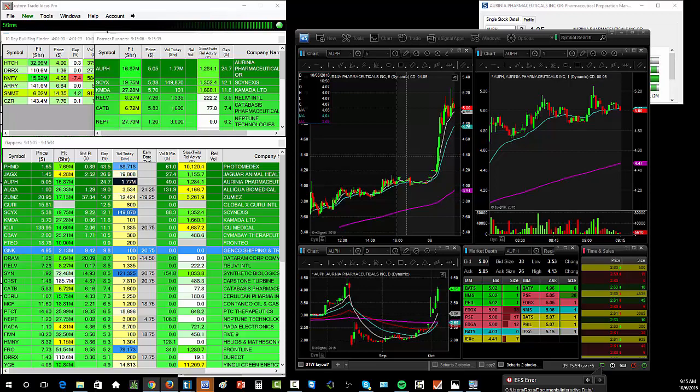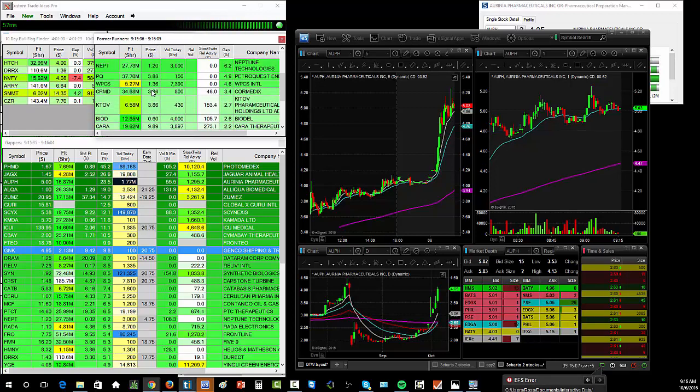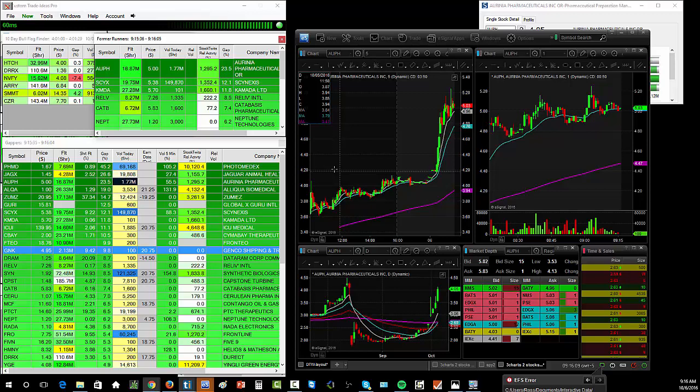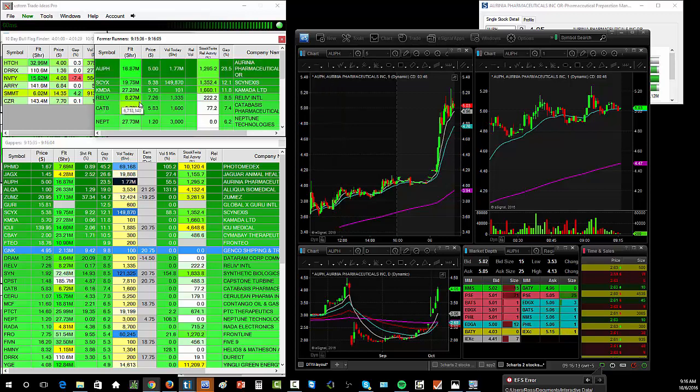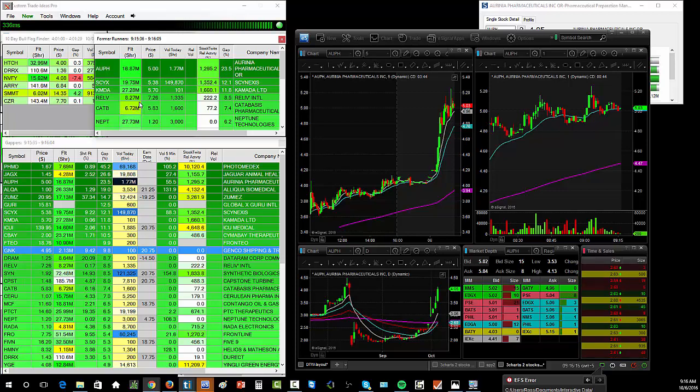HMNY. Some of these stocks have been former runners. They're stocks that have made big moves. And that's actually what this scanner right here is for. This filters all of these stocks and shows me only the ones that are former runners. Now, this is former runners in recent history. So, some of these may have been former runners a little ways back and they're no longer on this scanner because it's just a limitation to the filters.